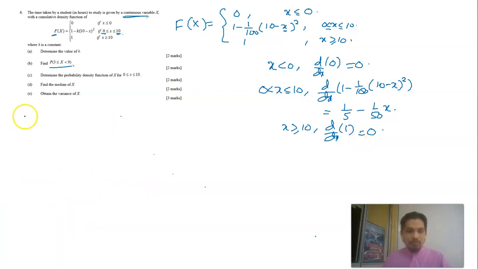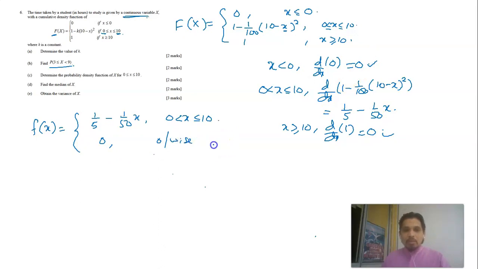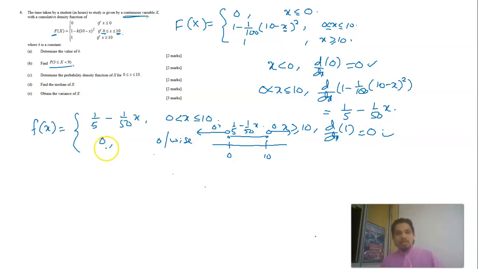Okay, so for the function f(x) here now, it is 1 over 5 minus 1 over 50 x for x lies in between 0 and 10. And since we have 0 and 0, meaning that it's 0 otherwise. So if we make a number line from 0 until 10, there is a function that exists here, which is 1 over 5 minus 1 over 50 times x. But the rest of it, from negative infinity to 0 or 10 to positive infinity, the function is 0 and 0. So that's why the rest of the domain is otherwise equal to 0.